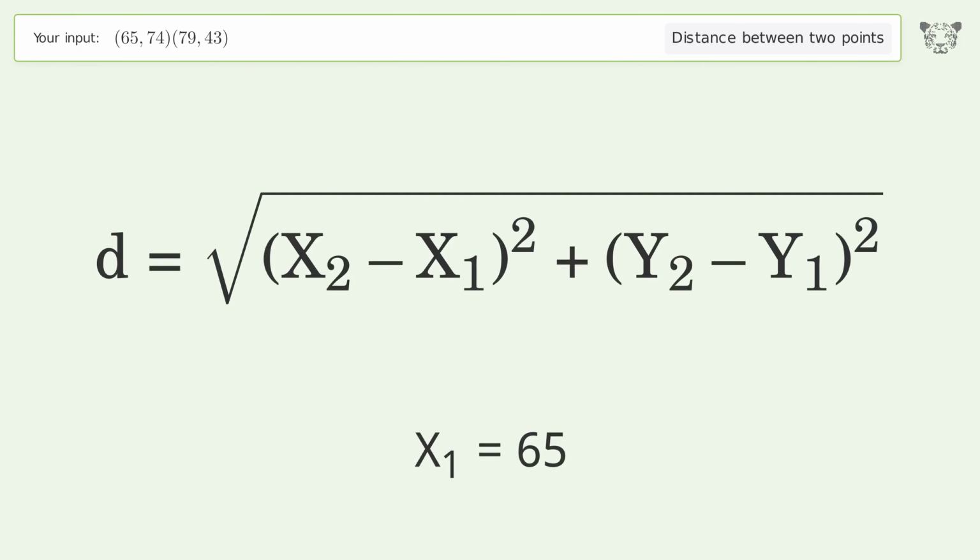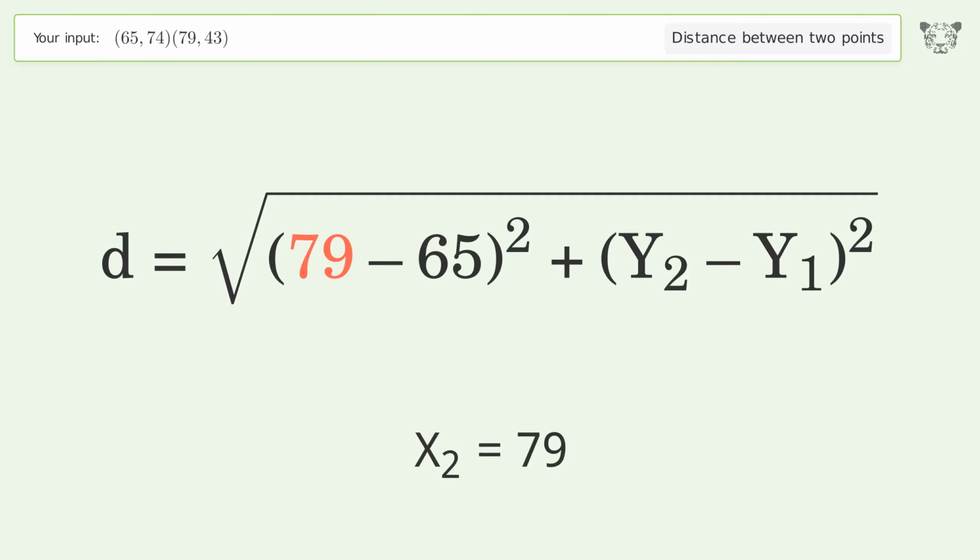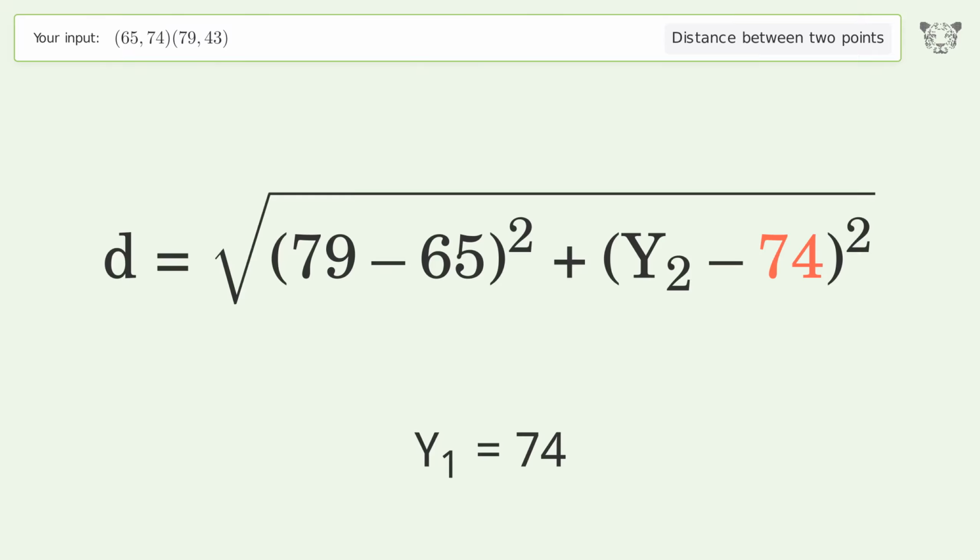x1 equals 65. x2 equals 79. y1 equals 74. y2 equals 43.